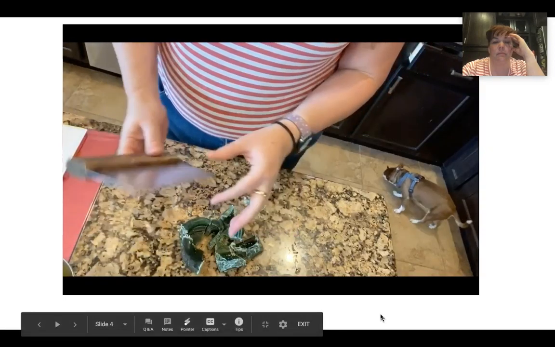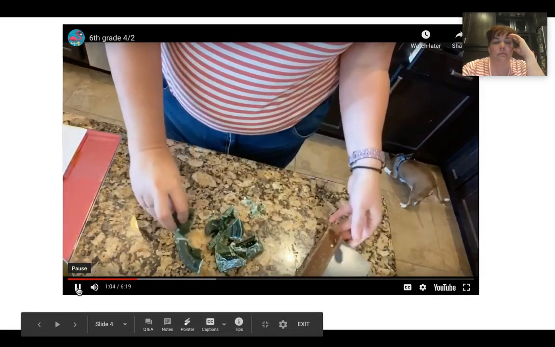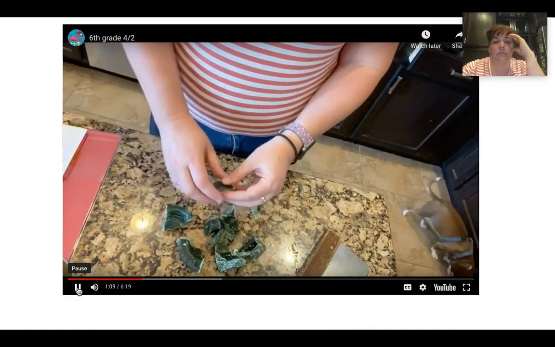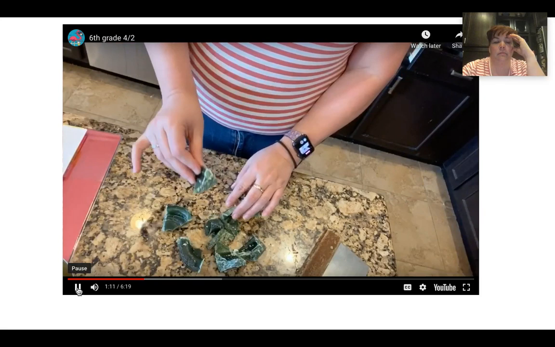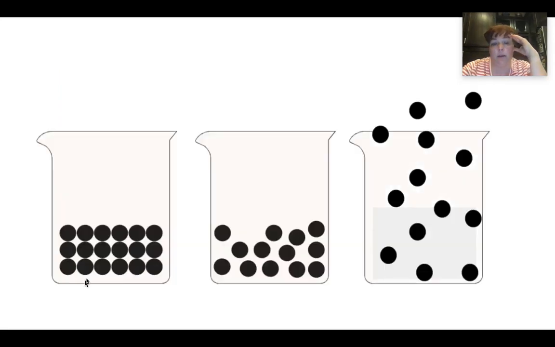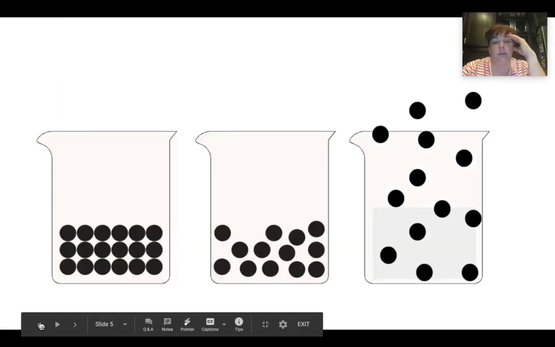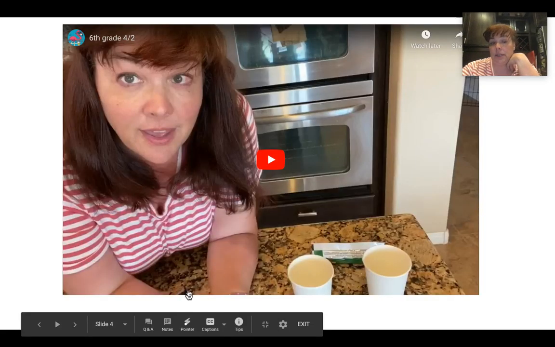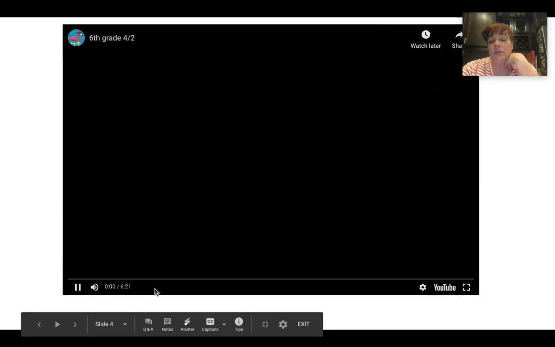Okay, so I cut it up into pieces with my board scraper, and so I have smaller chunks. Stop and think, why would it be better if I had smaller chunks rather than one big chunk? Also, isn't my dog cute? We're going to go back to the smaller chunks and the big chunks when we finish this part of the lesson.